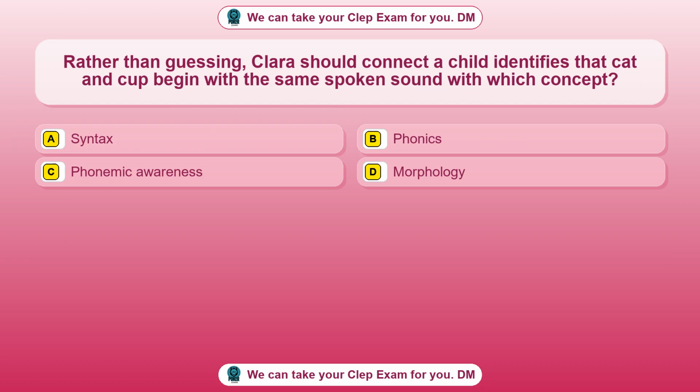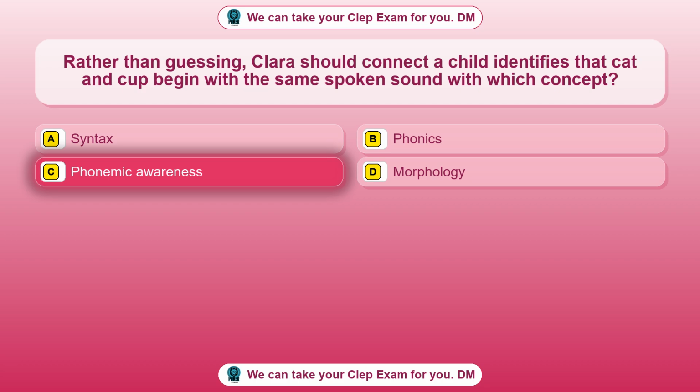Question 81. Rather than guessing, Clara should connect a child identifies that cat and cup begin with the same spoken sound with which concept? Option A, syntax. Option B, phonics. Option C, phonemic awareness. Option D, morphology. The correct answer is option C, phonemic awareness.